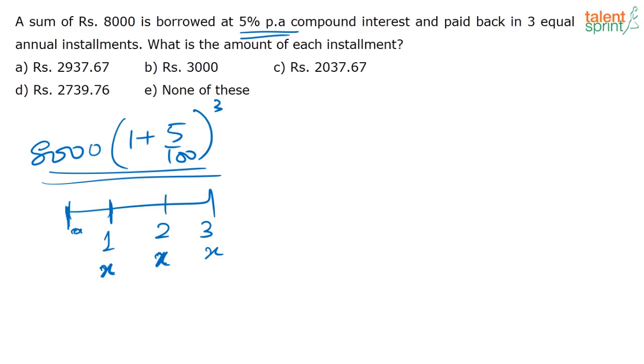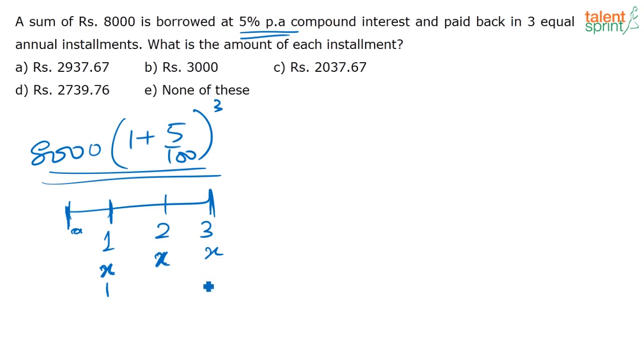Now, I can also give back the whole money to you at the end of the third year. This whole money, 8,000 with interest, 8,000 into (1 plus 5 by 100) the whole cube, this amount totally I can give back to you at the end of the third year, but you are getting it from me as installments. At the end of every year I am telling you give me X rupees, correct?